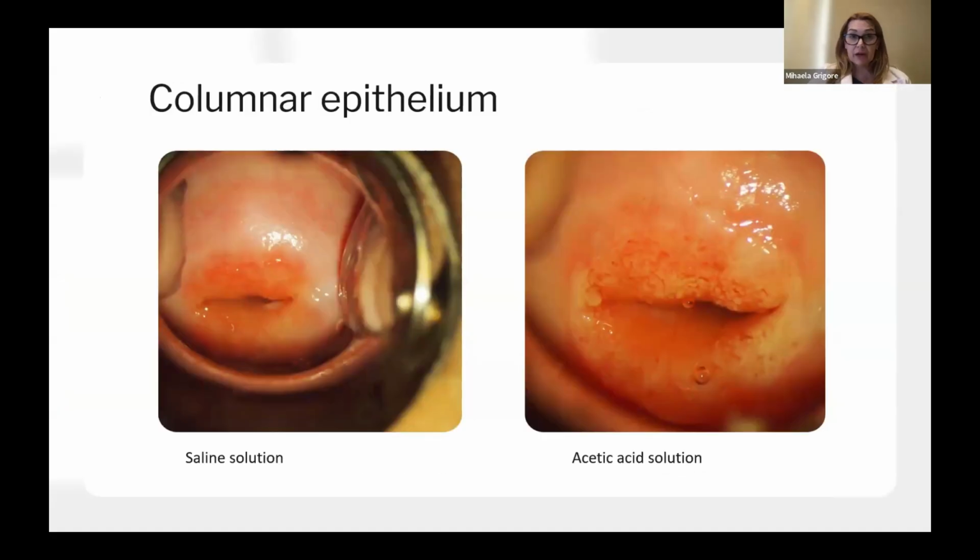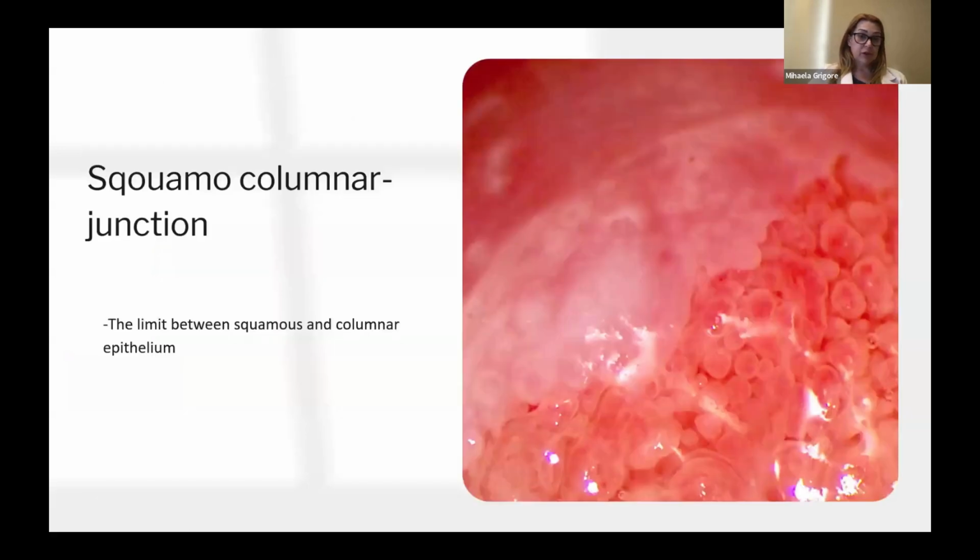What about columnar epithelium? Well, the columnar epithelium is quite easy to identify and to see because of the so-called grape-like appearance after we apply acetic acid. You see here the image after applying acetic acid. And very important is the limit between these two types of epithelium, the squamous and the columnar epithelium. This is called the squamocolumnar junction.